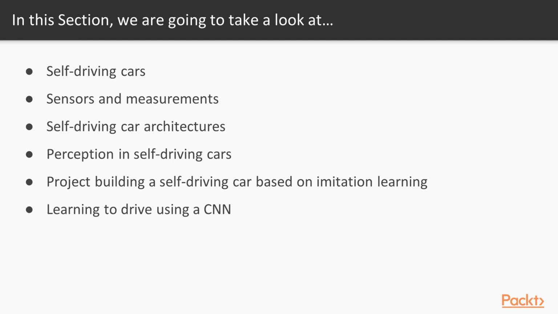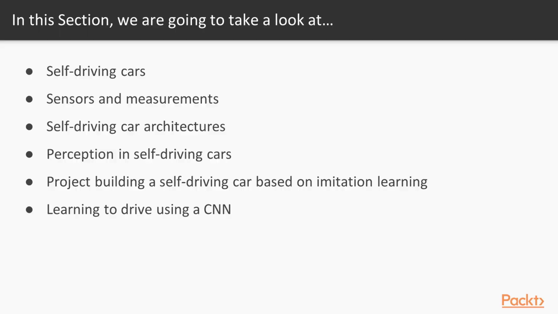Next, we'll see how we can make a self-driving car learn to drive end-to-end just by using a convolutional neural net. And finally, we will be building a project where we train a model to learn to drive a car based on imitation or end-to-end learning.